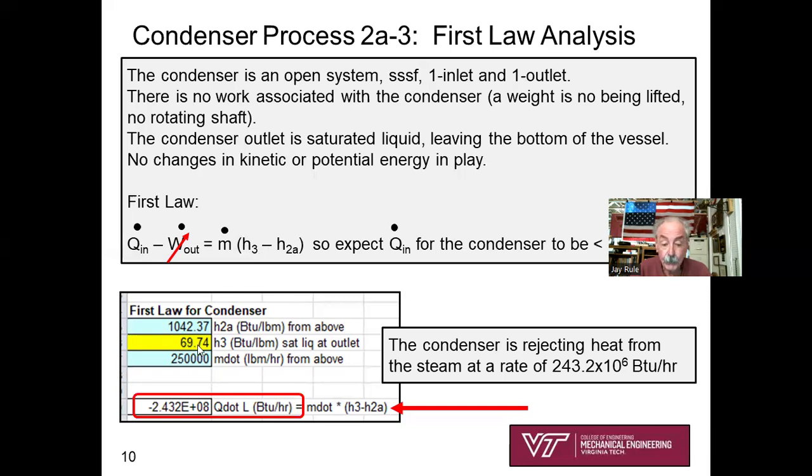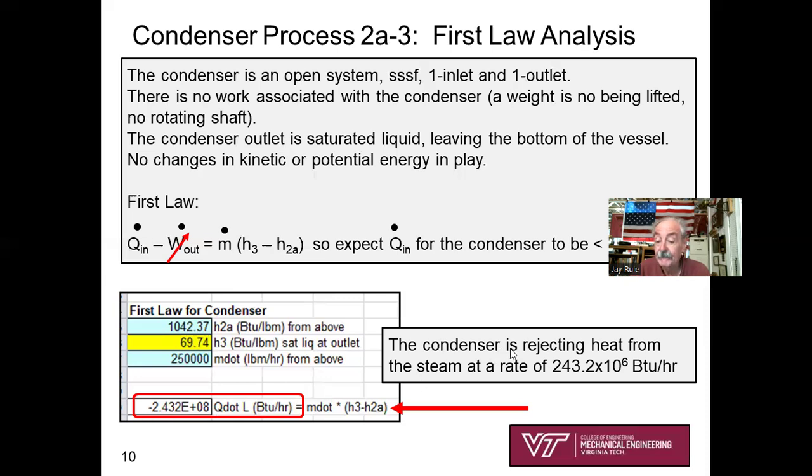H3 is 69.74. What did I do? I looked up that value as h sub f at P2 at 1 psia. So that's a lookup value, 69.7. So I do the math to see that the heat added in the boiler is negative 2.43 times 10 to the 8th BTUs per hour. Okay, and the negative sign makes sense.